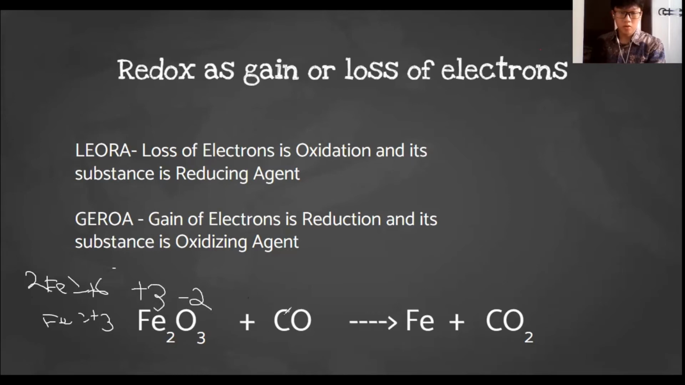Next, for carbon monoxide, oxygen has -2 charge, and carbon will have +2 charge. Right, so let me erase this one.